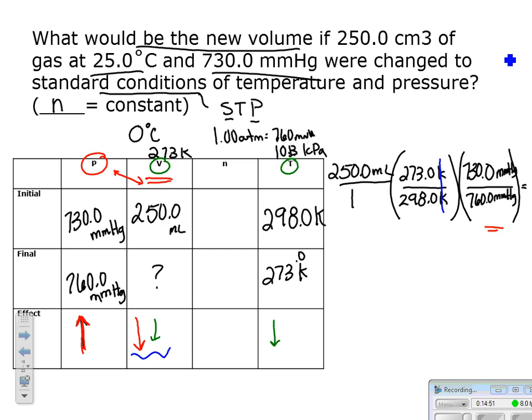250 times 273 times 730, divided by 298, divided by 760. And we get a new volume of 219.98, so it's really 220.0. Millimeters of mercury cancel. That unit is milliliters. So this is how you solve gas law problems when you have repeating conditions. Now we're going to move to just one more problem, and that's going to be one where there are no repeating conditions.